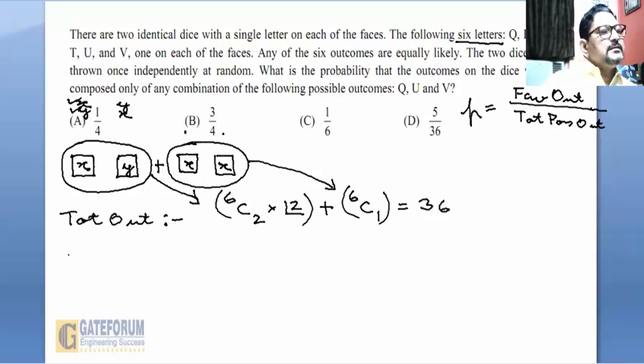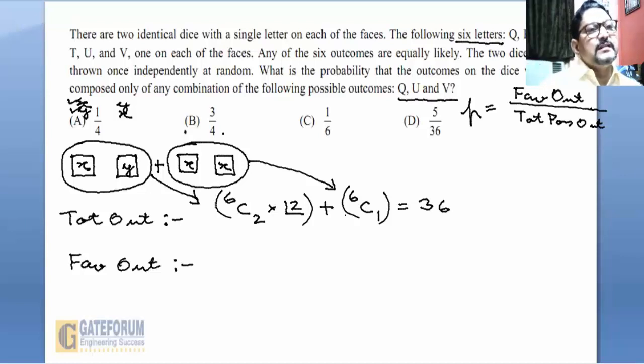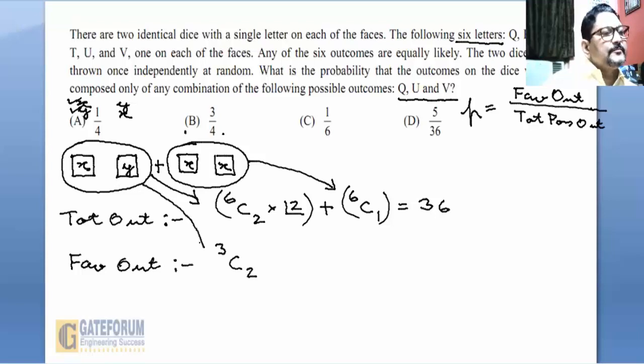Now let us consider the favorable outcomes. We must not forget that the favorable outcomes will be out of Q, U, and V, that is only 3 letters. So out of those 3 letters, 2 might fall. See, this is the case. 2 will fall, and they will have a different arrangement if reversed. Now the second case, this can also be possible, that out of the 3 letters, any one will fall on both.